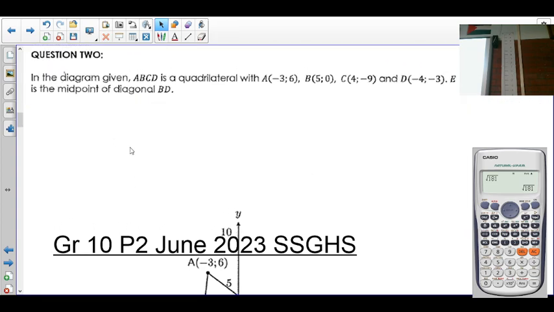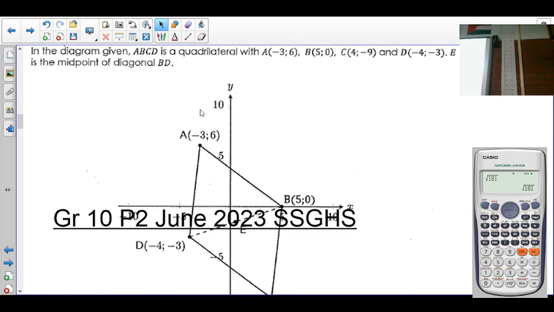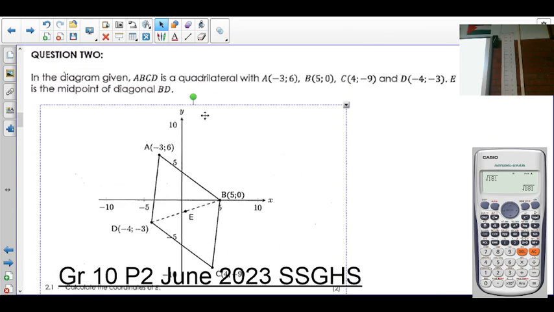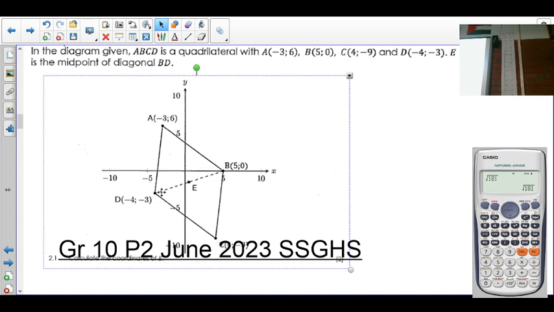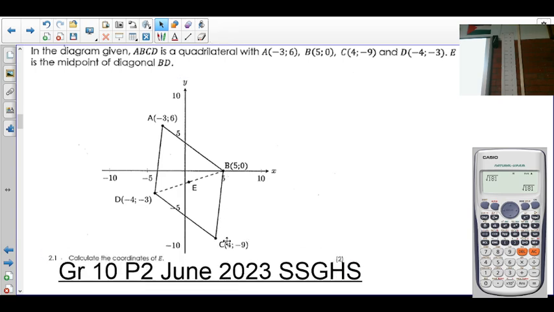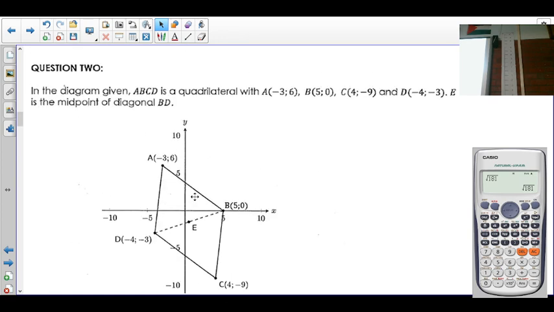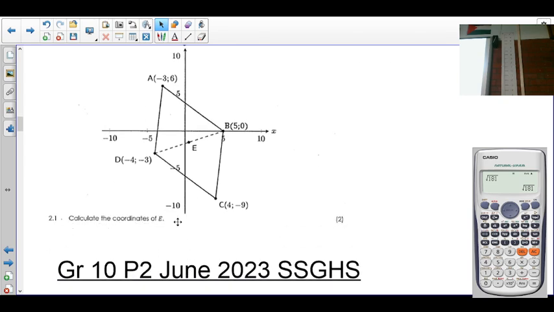So question 2. In the diagram given, ABCD is a quadrilateral with A, which is negative 3 and 6, B, which is 5 and 0, C, which is 4 and negative 9, and D, which is negative 4 and negative 3, is the midpoint of the diagonal AB. It's a diagram. They didn't tell us what type of shape it is. The question says, calculate the coordinates of E.